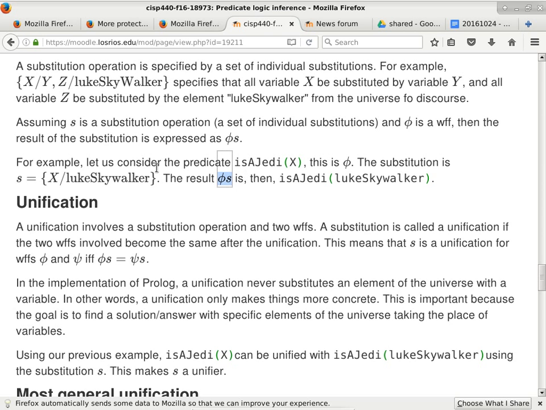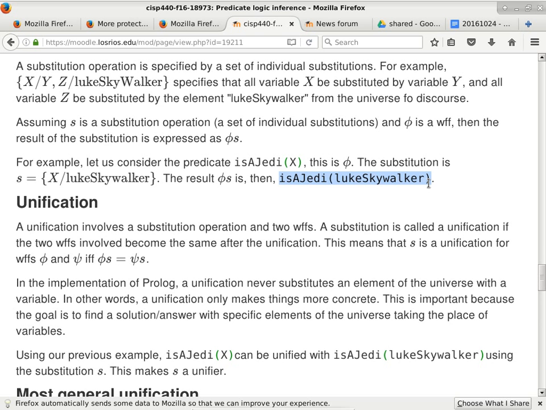And the example is, the predicate or the well-formed formula is a Jedi with the X as an uppercase. If this is our phi, and the substitution itself is a set that simply states, replace all occurrences of uppercase X with Luke Skywalker, when we apply this substitution to this particular well-formed formula, we get the result: is a Jedi, and in parentheses, Luke Skywalker.